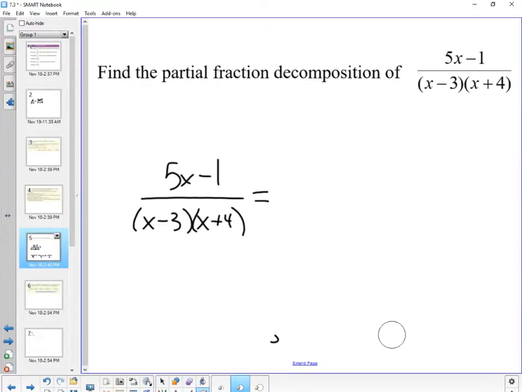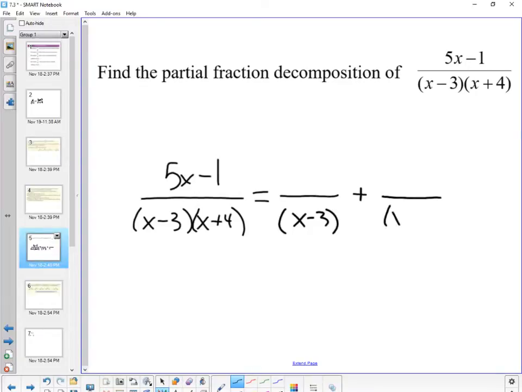Luckily for us, we don't have that many options. All we know is that one denominator could have been x minus 3, and the other denominator could have been x plus 4. Is there any other possibility? No, because the way to get this denominator would be this times that. For the other problems there'll be other possibilities, and we'll have to account for them. But for this problem, those are my only two options. Now, do I really know what goes up top? I don't. So I'm just going to call these numerators A and B.